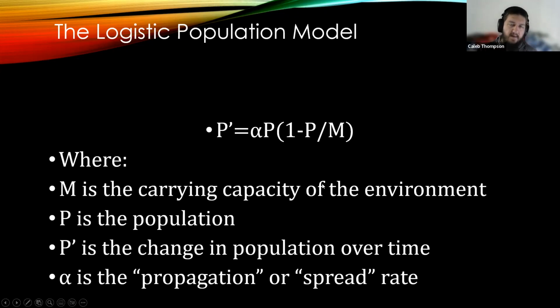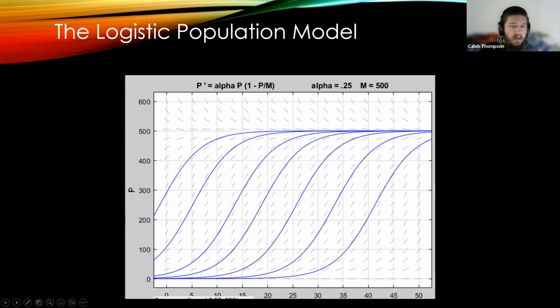I don't have the analytical solution to this one, but here are some plots. If you set alpha to be 1/4 and m to be 500, then this is what your plots look like. If your initial condition is that there are 200 fish, it follows this curve. If your initial condition is that there are 70 or so fish, it follows this curve, and they all level out at that 500 capacity. That's another important aspect of differential equations: you have to have a starting point, an initial condition. In this case, the initial condition is how many fish you have on day one.